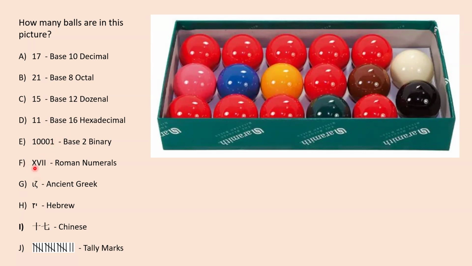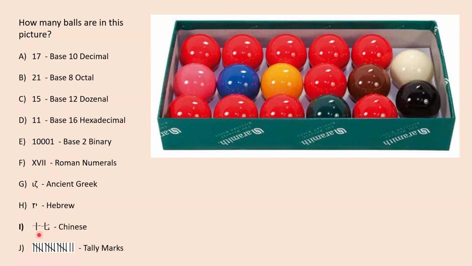Roman numerals. This is probably easier to grasp because we understand a little bit more about Roman numerals than we probably do about bases. So X is 10, V is 5, I, I, 17. Ancient Greek, that's an iota, which is number 10, and that's a zeta, which is 7. So that's how they count, 10 and 7, making 17. Hebrew, the same. Hebrew reads right to left. So this is 10, this is Yod, and this is Zayin, which is 7, 17.